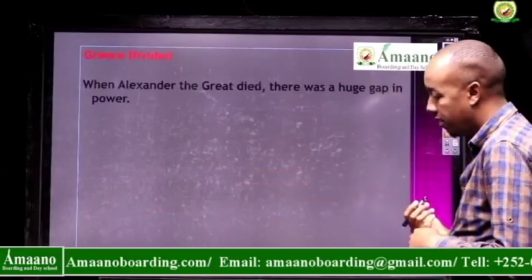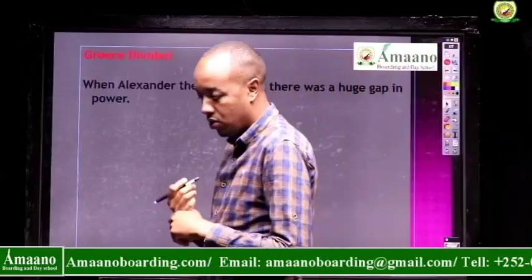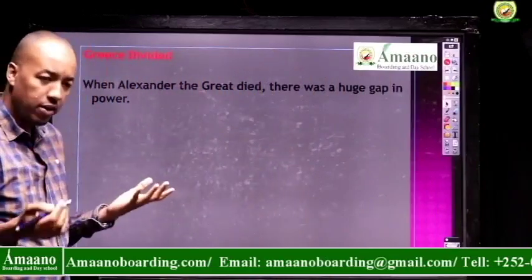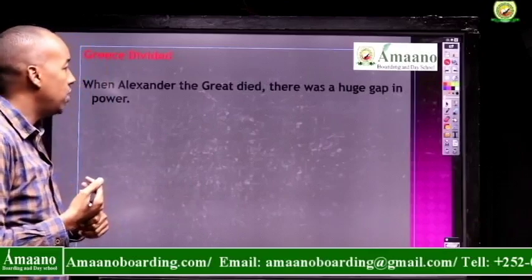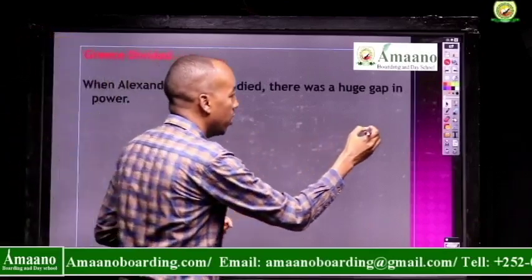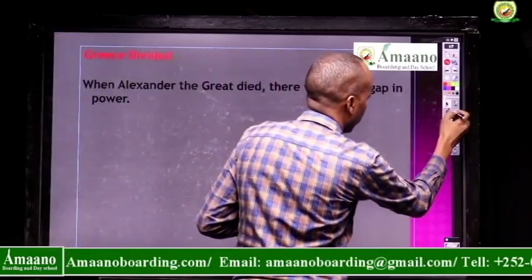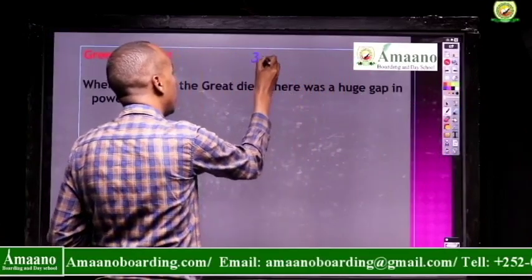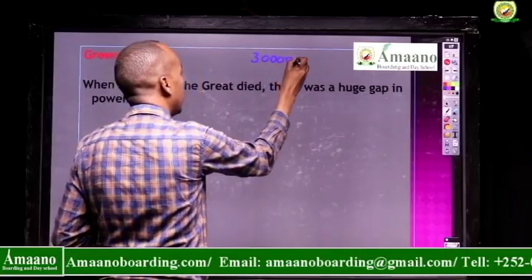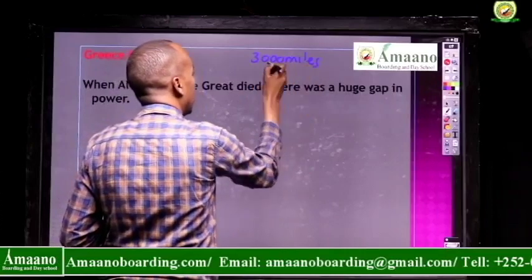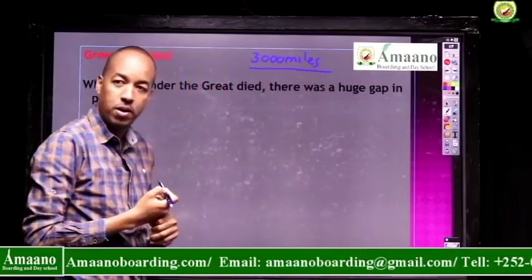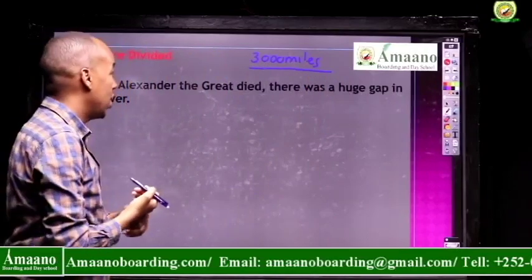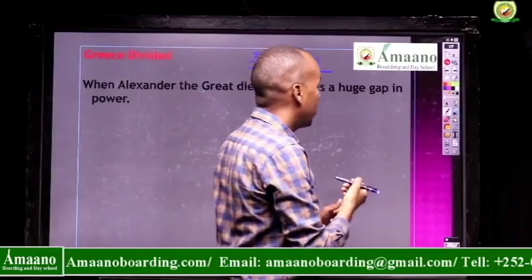So now after Alexander died, he was ruling for almost 12 years. He was the emperor, and in 12 years he conquered a land stretching almost 3,000 miles, and he was able to conquer all of Persia.